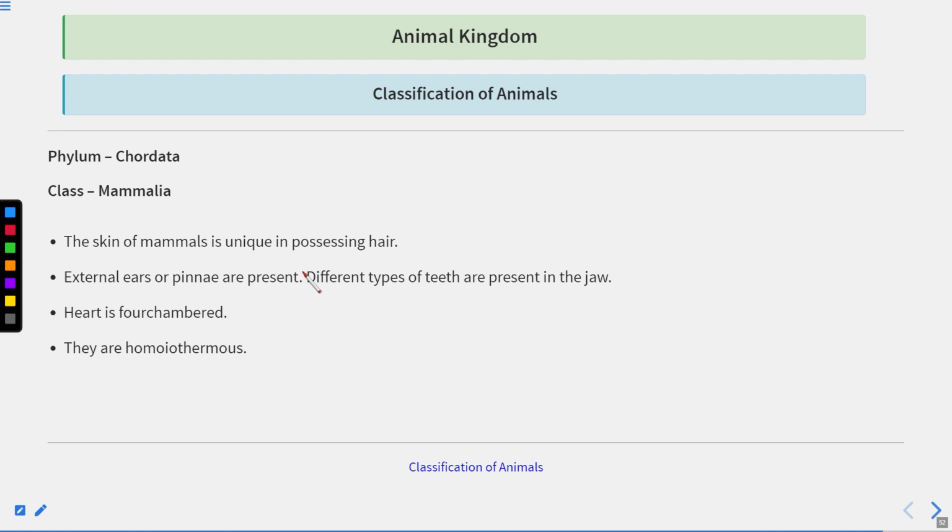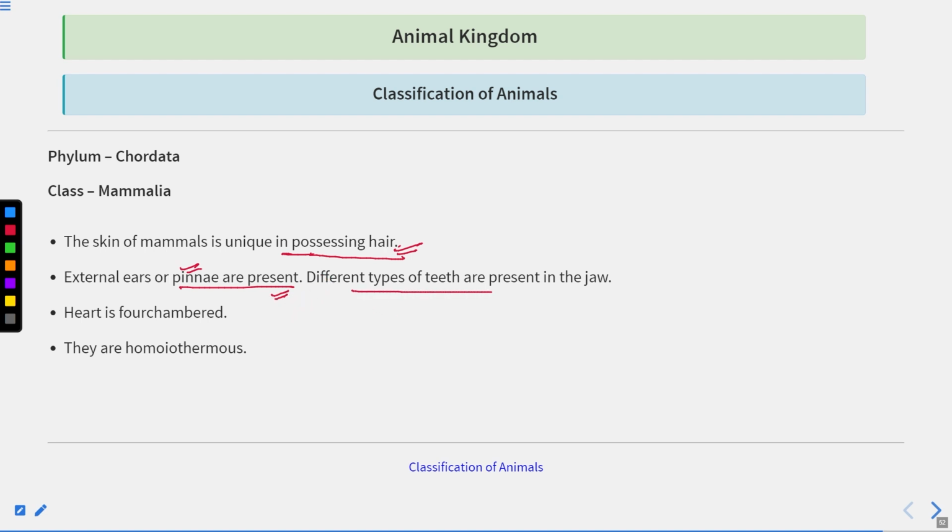The skin of the mammal is unique in possessing hair. So they possess the hair also. This is again a unique feature of the mammals. External ear, the pinnae, is present. So external ear is present in the case of mammals only, not in the aves, not in the reptiles, and not even in the case of amphibians. They have the tympanic membrane only that represents the ear. But here we have the external ear as well.